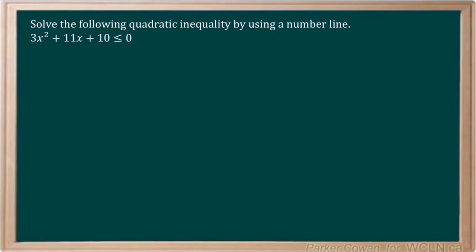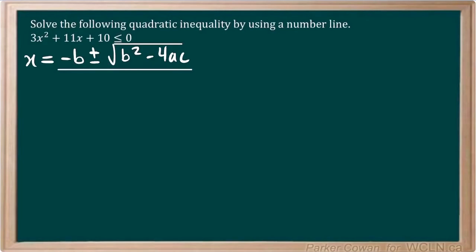So let's go ahead and find the roots first. For this one, we're going to have to use the quadratic equation because we can't simplify this easily. So let's go ahead and write this down. To solve for x, we're going to have negative b plus or minus the root of b squared minus 4ac, all divided by 2a. Of course, this is a, this is b, and this is c.